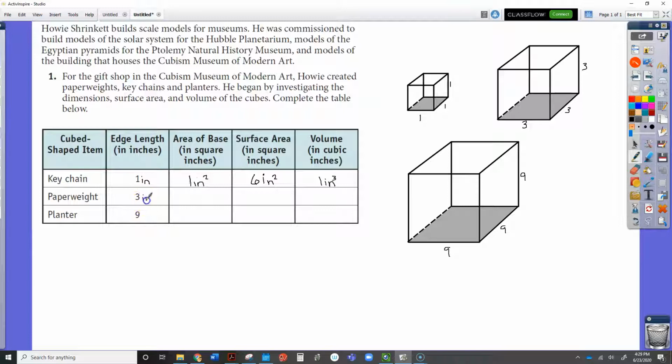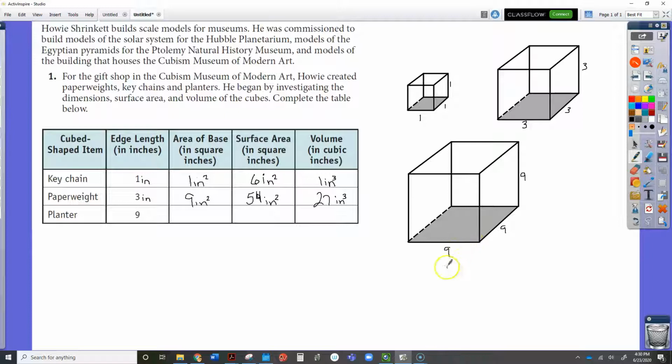It's 3 inches. So the area is 3 times 3, so that's 9 square inches. And we've got 6 of them, so 9 times 6. What is that, 54? Well, my 4s always look weird. And then 3 times 3 times 3, I believe, is 27 cubic inches. Forgot my squares on here.